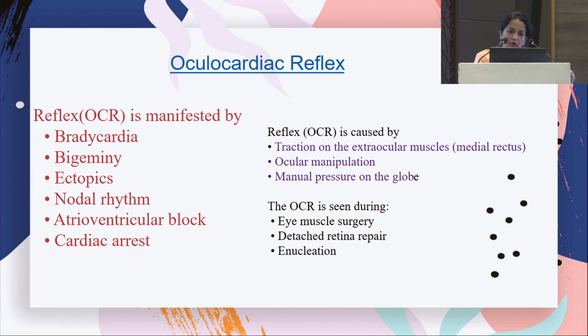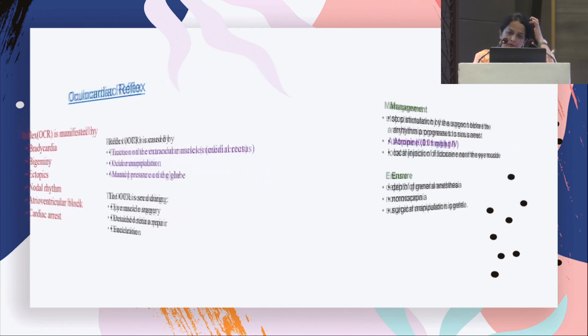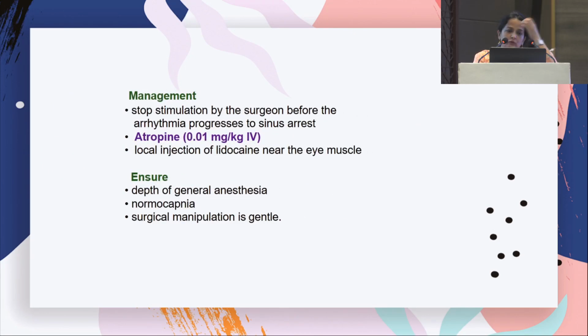There can occur the oculocardiac reflex, which may manifest in the form of bradycardia, nodal rhythm, AV block, cardiac arrest. It can be due to traction on the extraocular muscles, due to manual pressure on the globe, or due to ocular manipulations. We have to stop stimulation at that time and give atropine 0.01 milligram per kg by IV route.